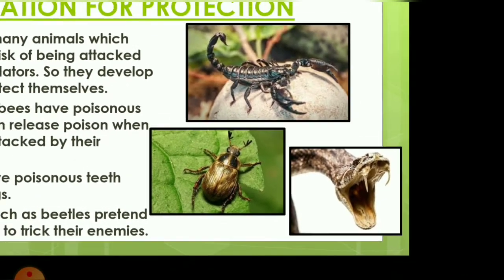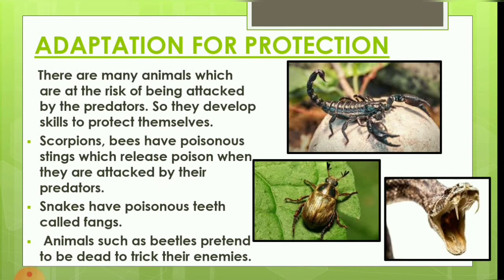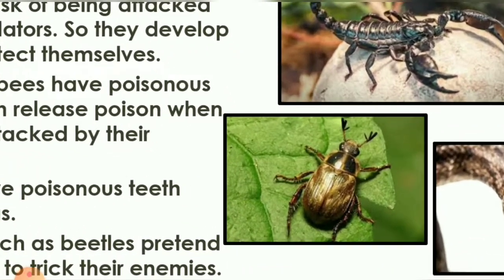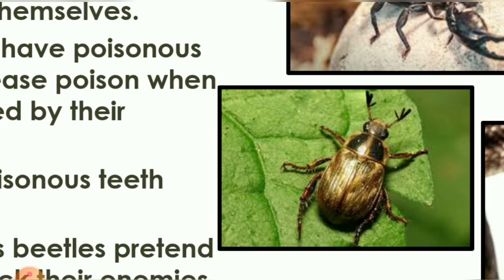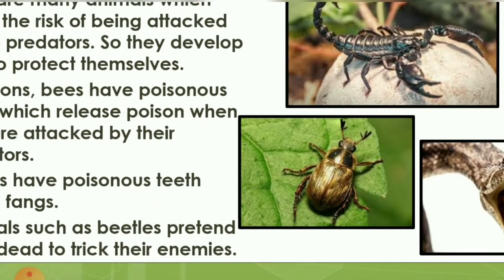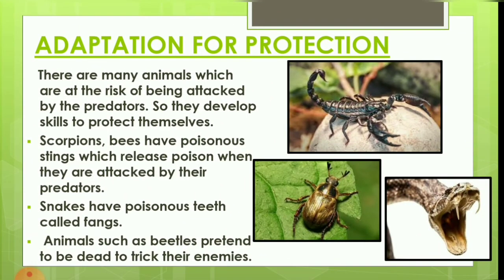जो भी उन पे अटैक करता है उन पे ये जो पॉइजन होता है उसको रिलीज कर देते हैं. Animals such as beetles pretend to be dead to trick their enemies. And this type of animals, beetles, what do they do to protect themselves? They pretend. उनको ऐसा करते हैं वो कि जैसे वो डेड हो गए, और एनिमी जो उनका होता है, जो प्रेडेटर होता है, उसको लगता है कि ये तो ऑलरेडी डेड हो चुका है, और ऐसे वो अपने आप को बचा लेते हैं, प्रोटेक्ट कर लेते हैं.